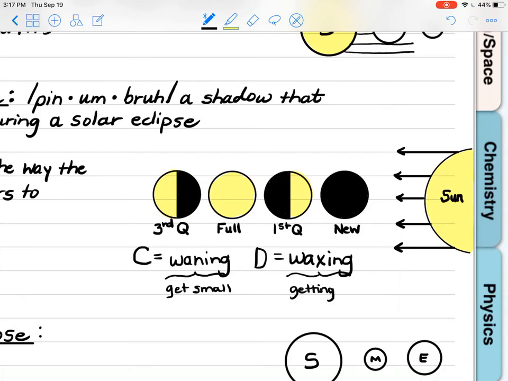And I figured out that I could tell the difference by looking at the light part. So in this particular one, do you see how there is the letter D? The yellow part makes the letter D. In this one, it makes the letter C. If you're seeing a yellow C, that's a waning moon. It's getting smaller. If you're seeing a yellow D, it is getting bigger. So it's on its waxing cycle.